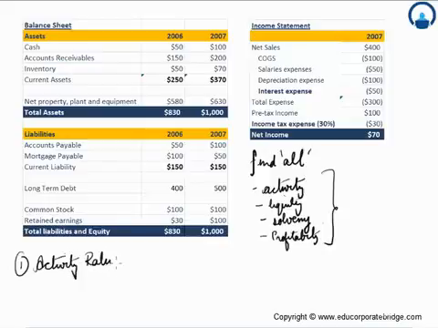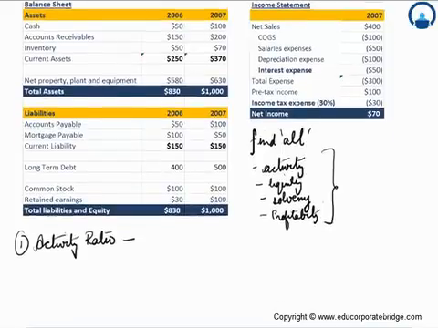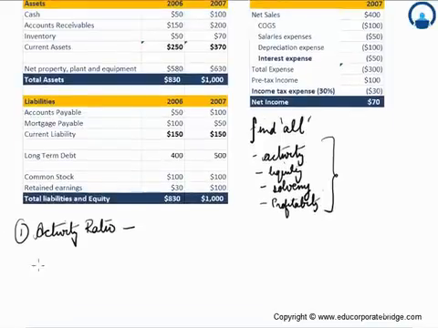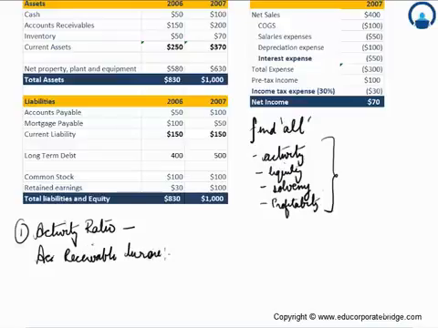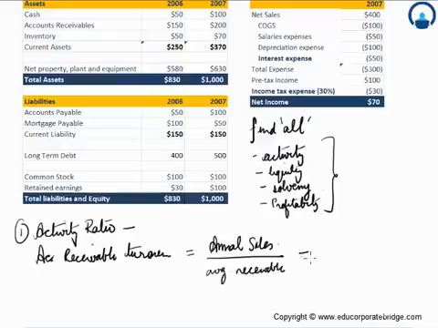And within the activity ratio, we earlier started with the accounts receivables turnover. So that's what we'll do now. I'll start with the accounts receivables turnover. Now what is accounts receivables turnover? We had earlier seen this is annual sales divided by your average receivables. So here your annual sales is around 400. So let's pick this up, 400. And what are your average receivables?